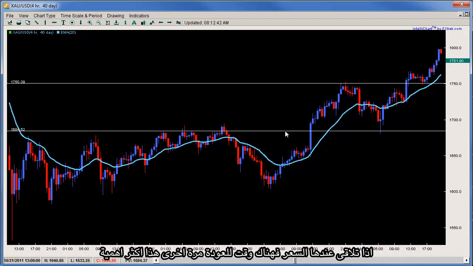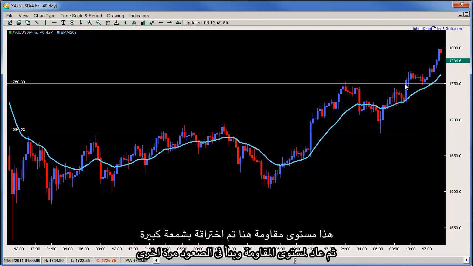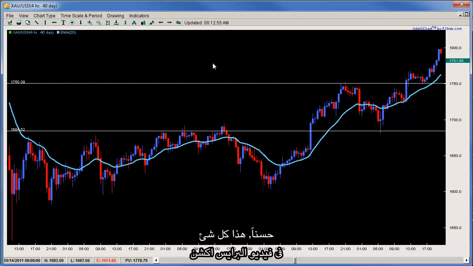That's more significant. And so as you can see, these levels of resistance become great support levels to get back in the market. This was a key resistance level here, breaks through with a very large candle, pulls right back to it, and starts another up leg. So that's pretty much it on this price action video here.